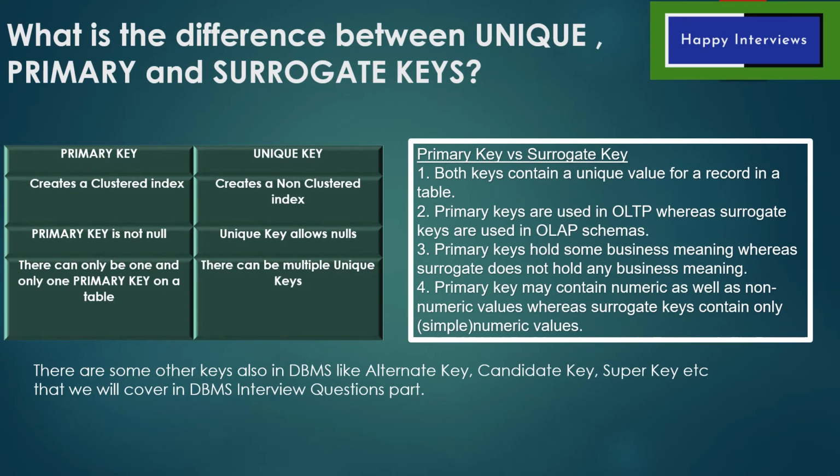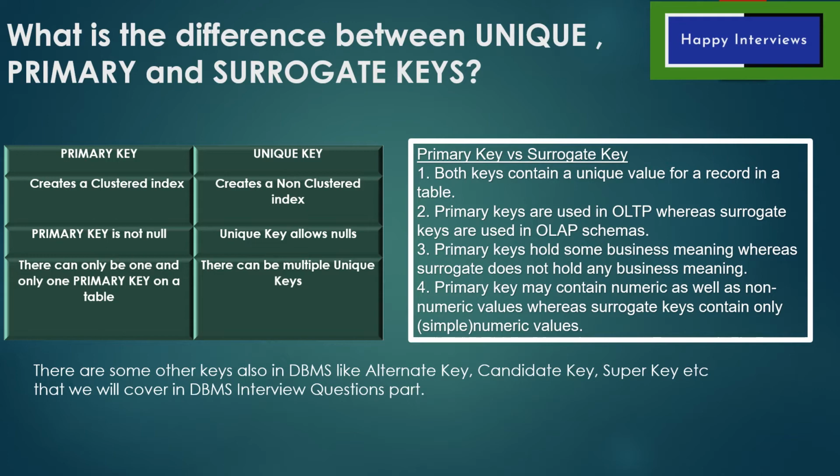What is the difference between unique, primary and surrogate keys? So it's a very important question as per interview on SQL. So primary key and unique key difference first we will see. So primary key will create clustered index, we studied just few PPTs back, and unique key will create a non-clustered index. Primary key is not null, whereas unique key allows null.